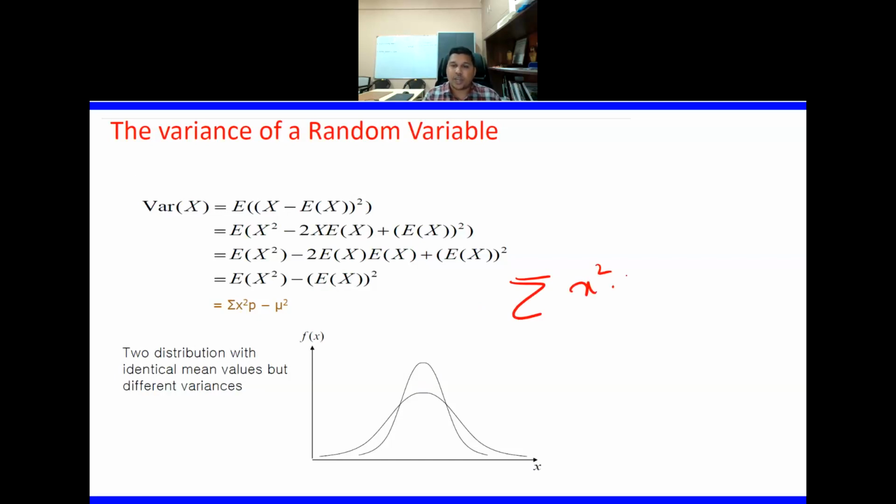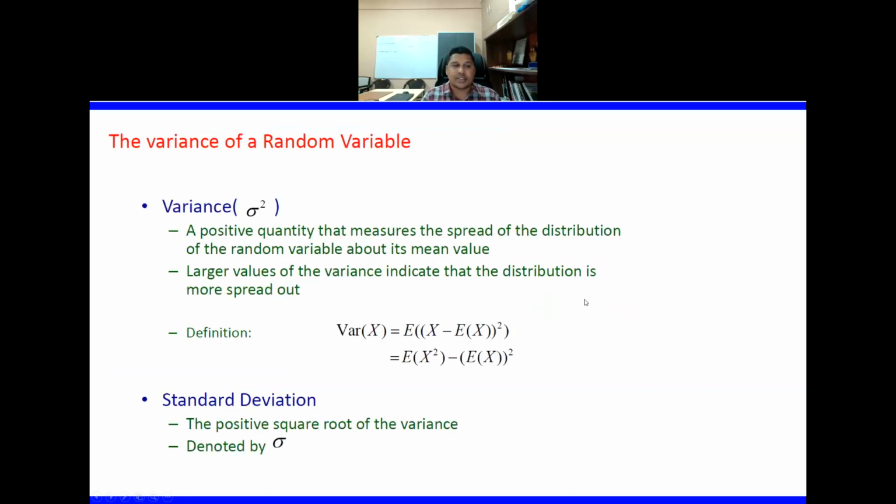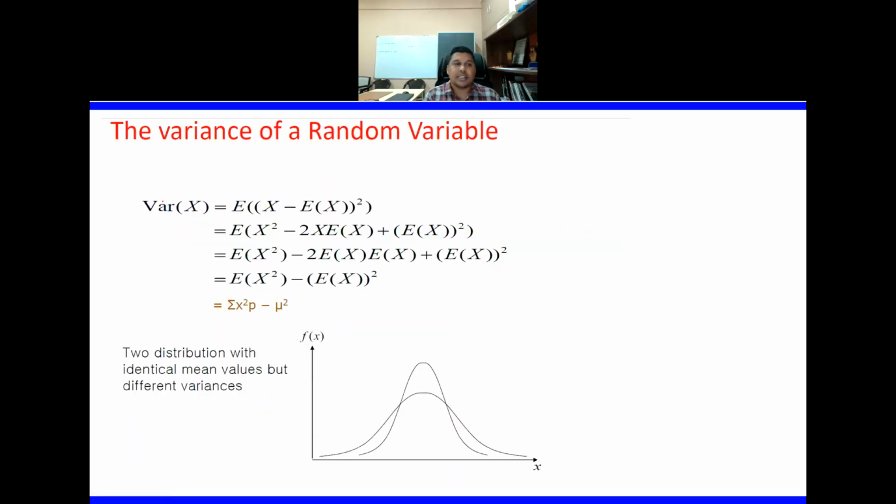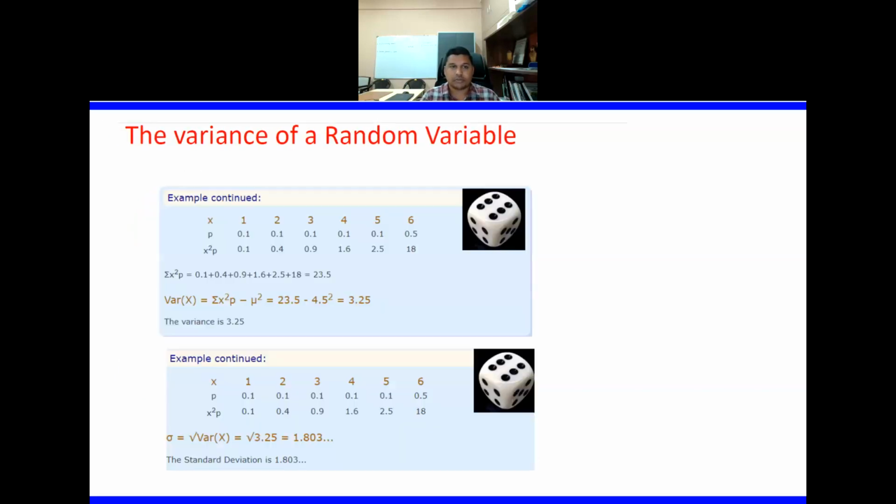Summation of x square into their probability. Maybe in this case, in this example, it is 1 square into 1, 2 square into this, 3 square into this, 4 square into this, and so on. So that way you can calculate the variance of a random variable, say summation of x square into p minus expectation square. Okay, so you see how we are trying to calculate variance of a random variable.